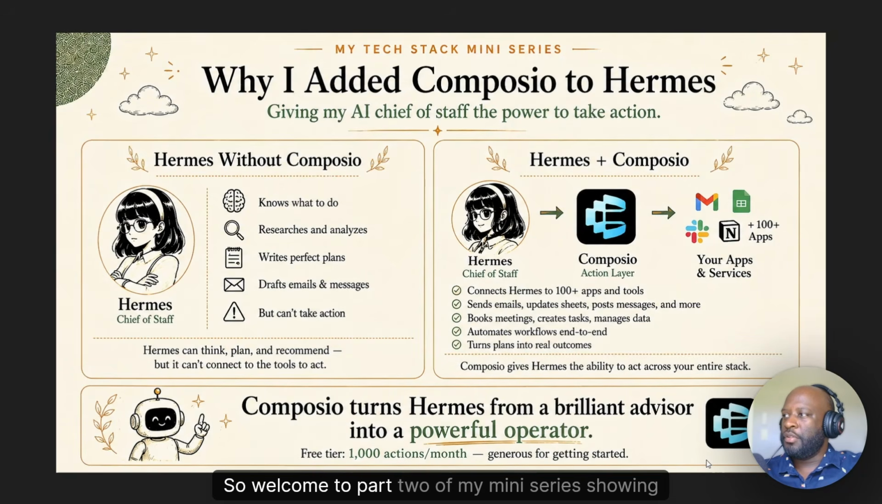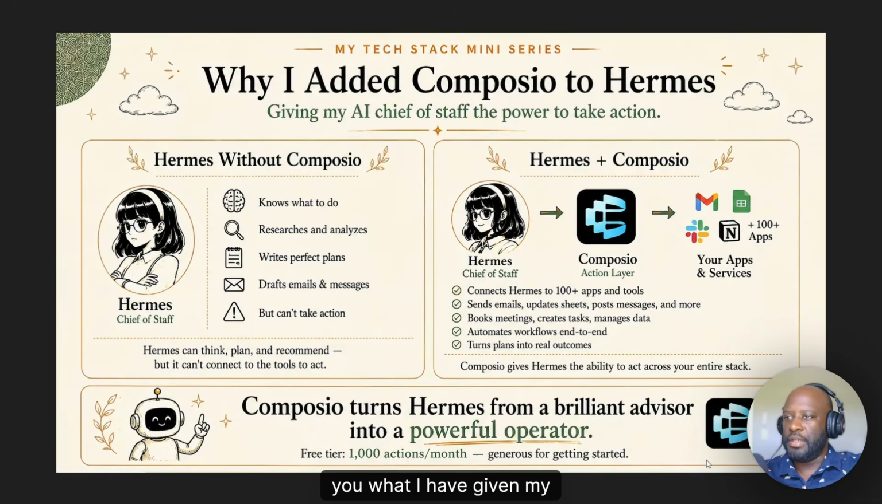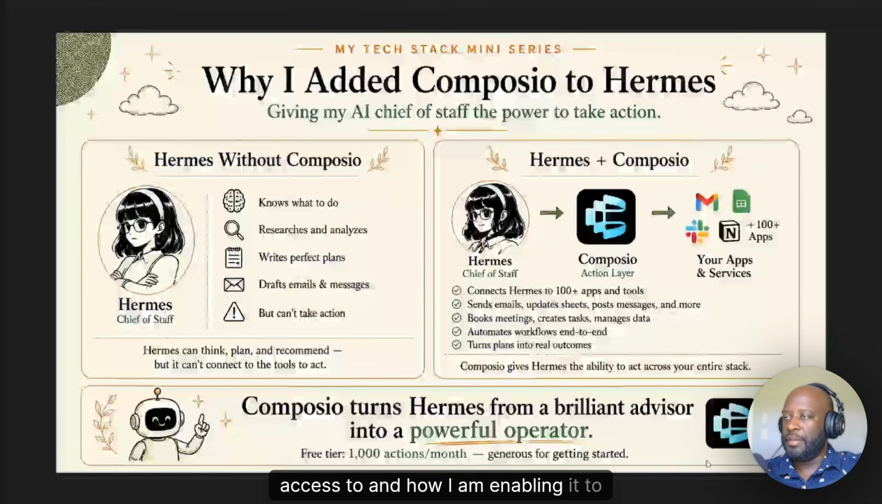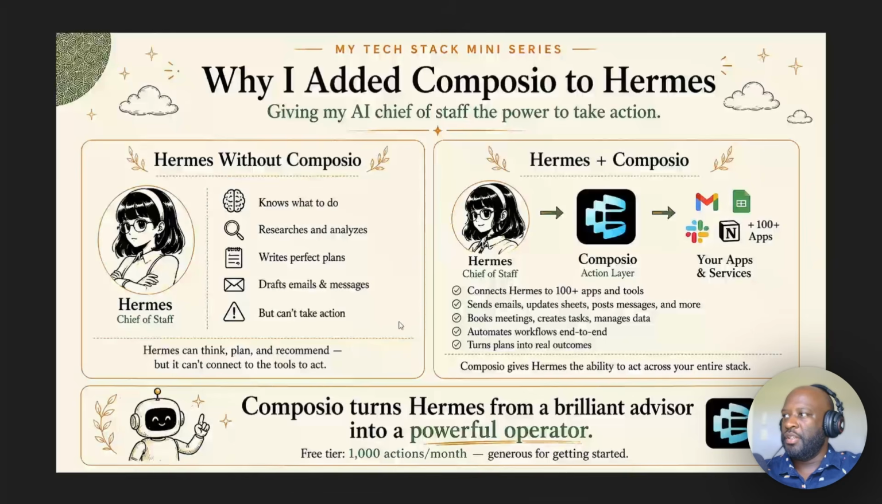So welcome to part 2 of my mini series showing you what I have given my AI agent Hermes access to and how I am enabling it to do a lot of the work for me that is automated. So in today's video, I wanted to talk about a tool called Composio and what Composio does for your AI agent. So on the left side here, without Composio, your AI agent knows what to do.